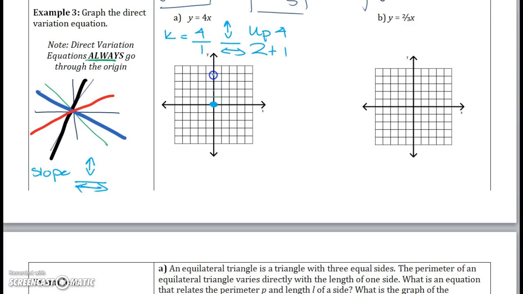I'm going to go up 1, 2, 3, 4, and right 1. What if I wanted to do more? I can move the opposite and go down 1, 2, 3, 4, left 1, but I really only need the 1 point. Okay, from here, use your straight edge, beautiful people, and let's pray that my line gets better.